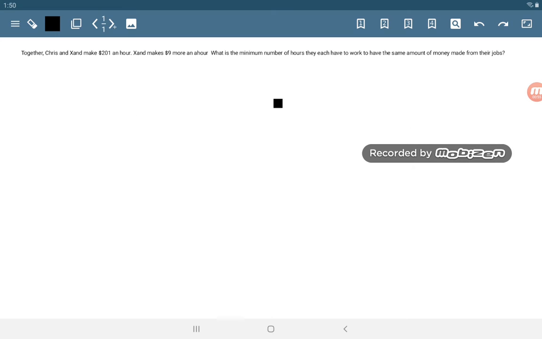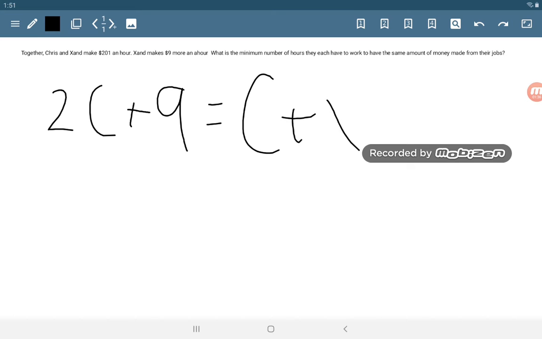So let's use C for Chris and X for Zand. Zand makes $9 more an hour, and together they make $201 an hour. So here's the thing. 2C, C is Chris, plus 9. 2C plus 9 is C plus X.